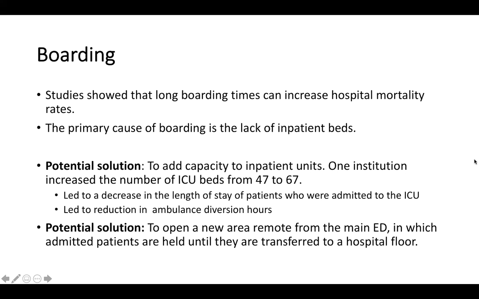What are some of the potential solutions that can be done? The hospitals can try to increase their capacity. There's one institution that increased the capacity of their ICUs from 47 to 67 beds. That decreased the length of stay of the patients, and that also decreased the number of hours that was spent on ambulance diversion.